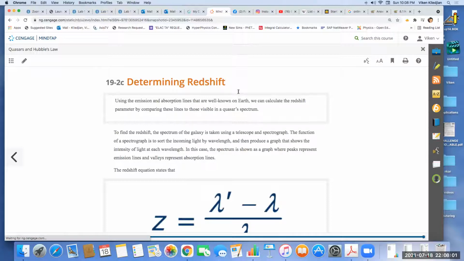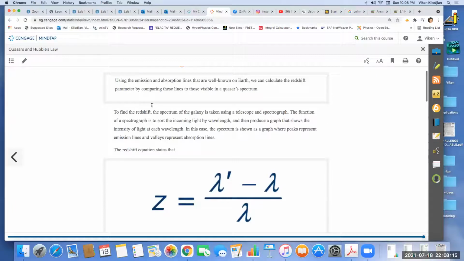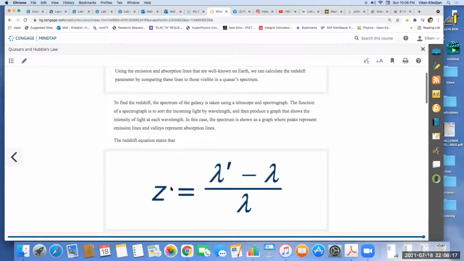Determining redshift. Using the emission and absorption lines that are well known on Earth, we can calculate the redshift parameter by comparing these lines to those visible in a quasar's spectrum. We've seen the redshift before, but we haven't actually seen how to calculate it. So this is the first time that we see the calculation of the redshift, the Z value that we've termed before.